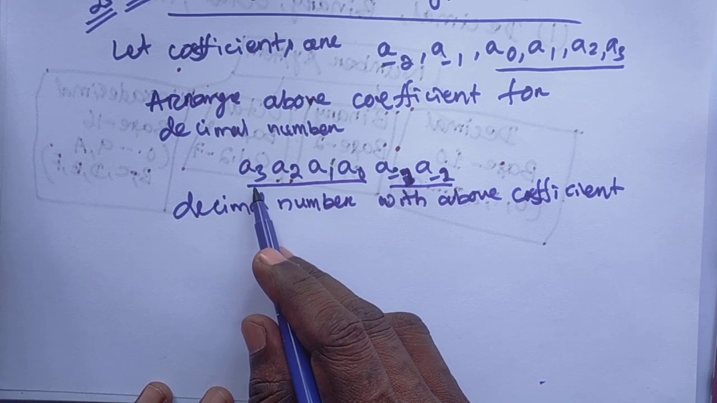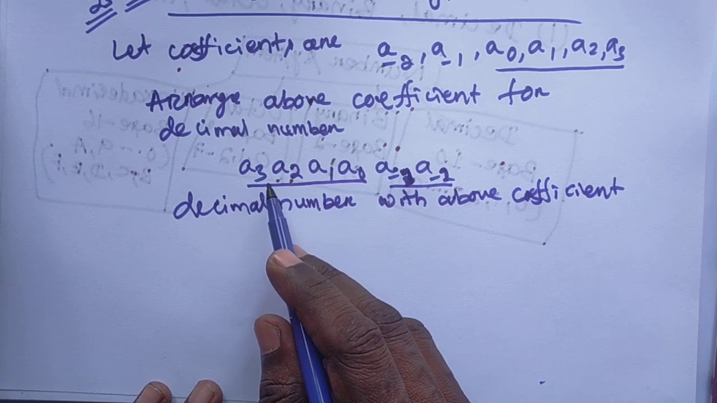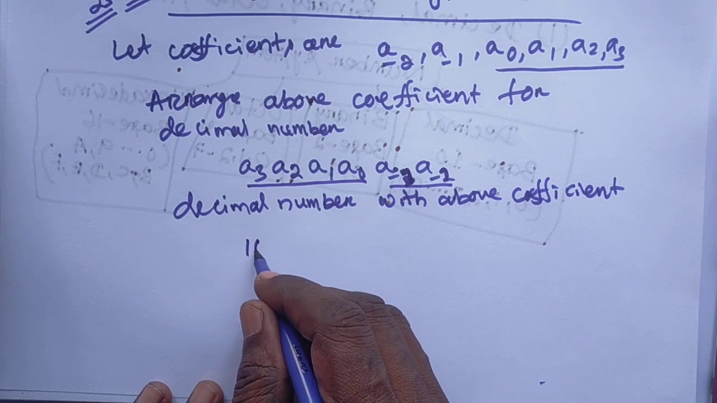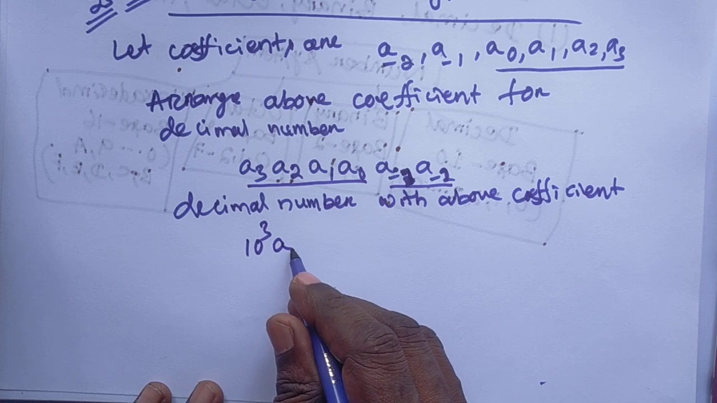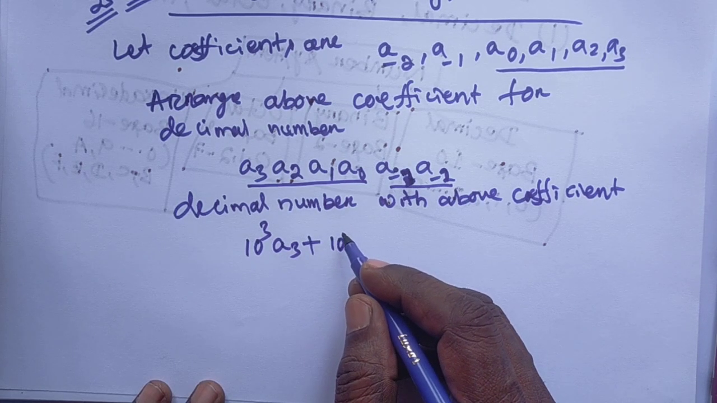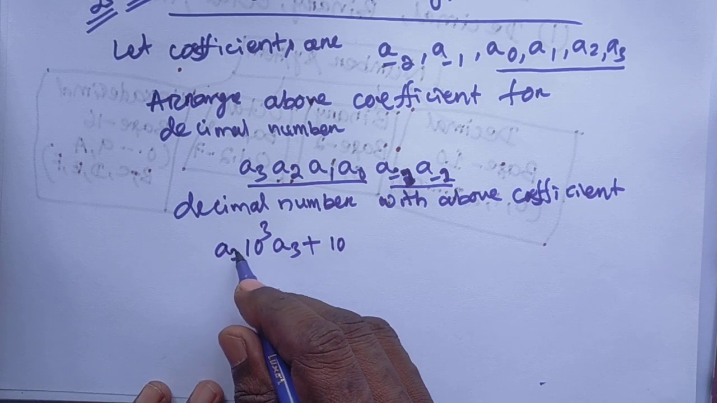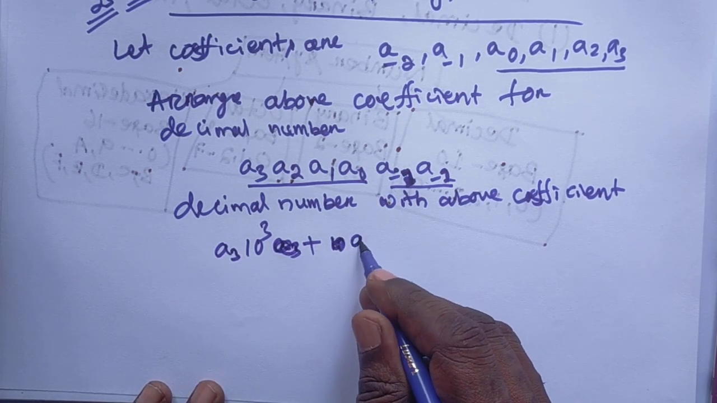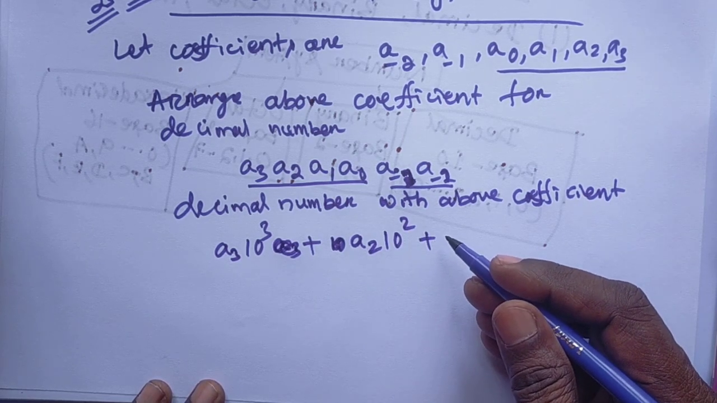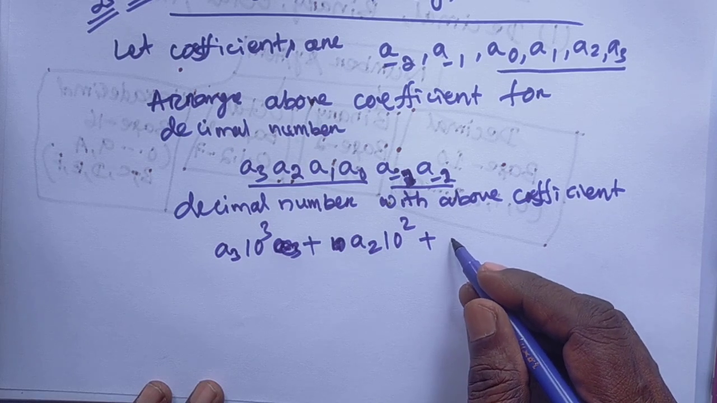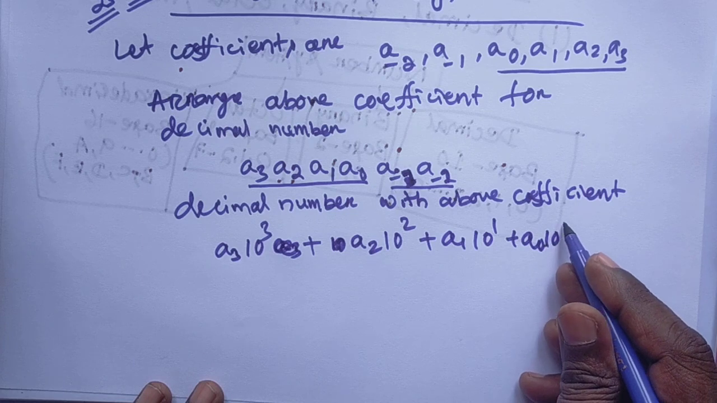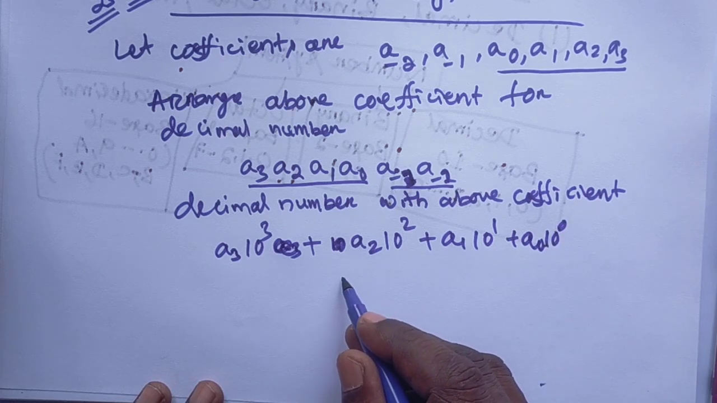Here the coefficient is 3, so we can write it as a3 10 to the power 3. It is better to write in this way: plus a2 10 to the power 2, plus a1 10 to the power 1, plus a0 10 to the power 0. This is the integer part, which is over.